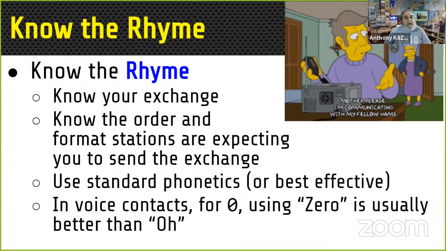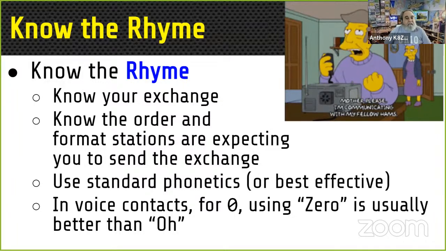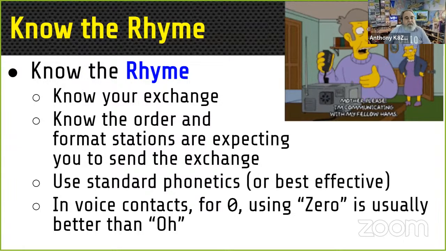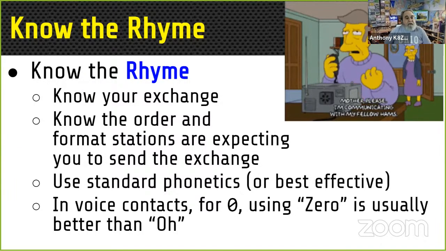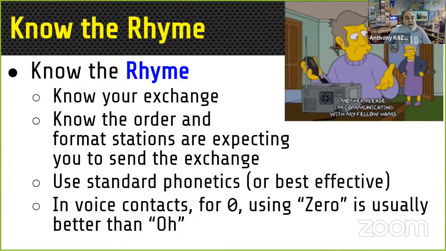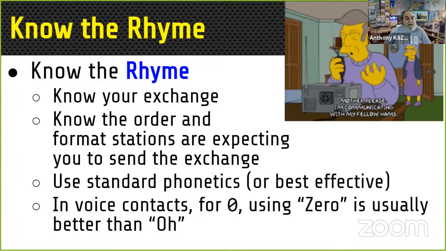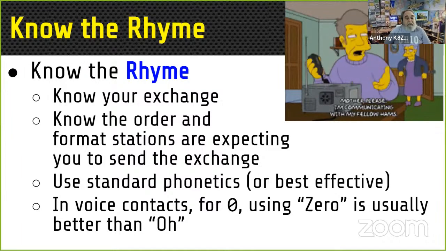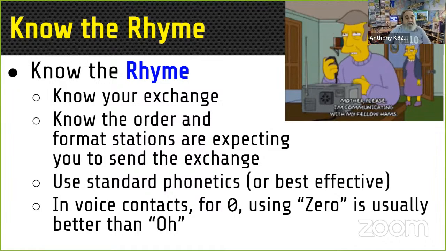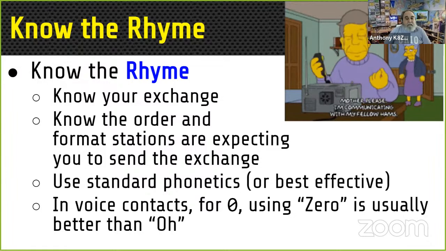It's your state, so I'm sure you would guess that pretty quickly, but sometimes it involves a serial number or other types of things. If it's multiple pieces to the exchange, know the order and format stations are expecting you to send the exchange in, and I'll talk a little bit more about this on a later slide. If it's a phone contest, using standard phonetics or the best effective phonetic can be your best route to getting a contact.